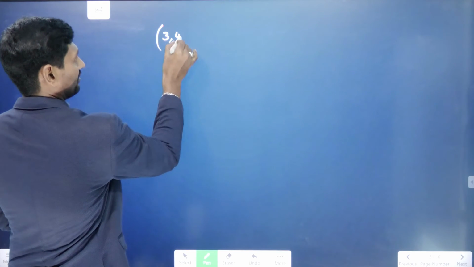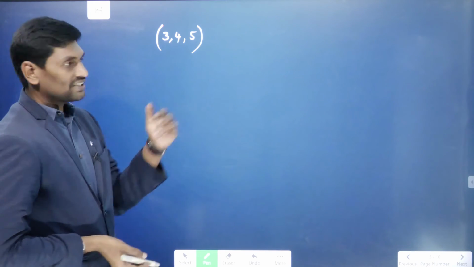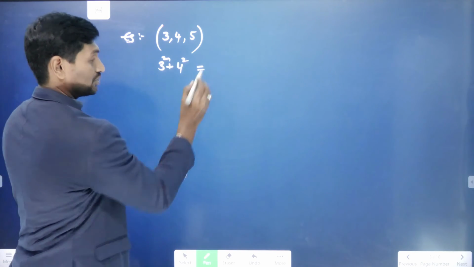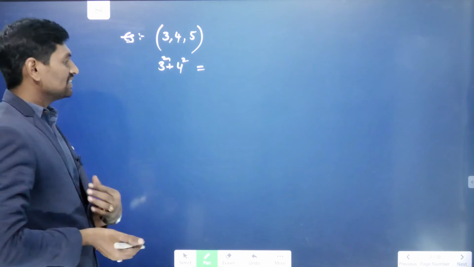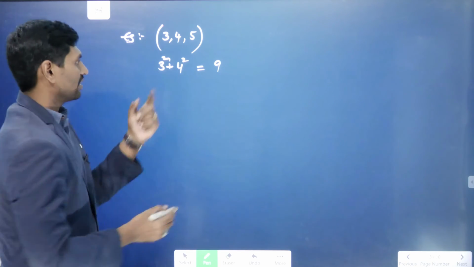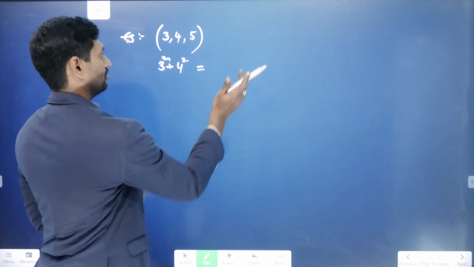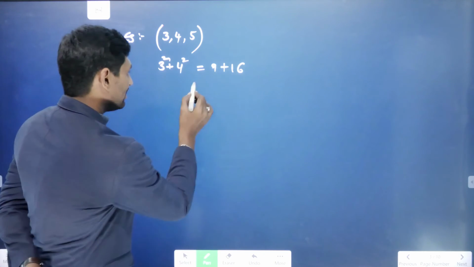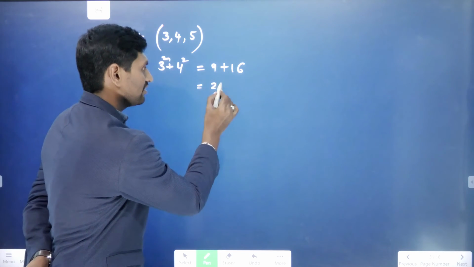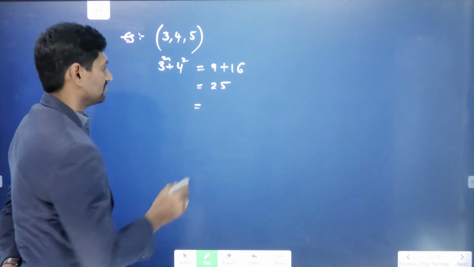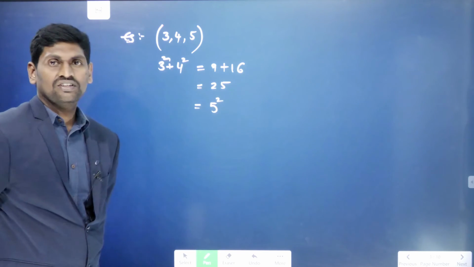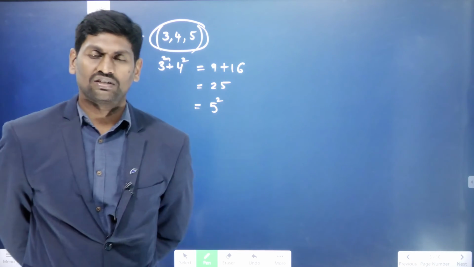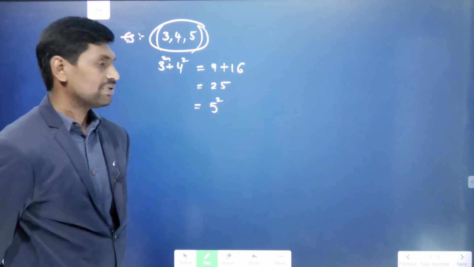For example, 3, 4, 5. Let us check this. 3 square plus 4 square should come to 5 square, right? 3 square is 3 into 3, 9. Plus 4 square, which is 16. So 9 plus 16 is 25. Is 25 the square of 5 or not? Yes, 5 fives are 25. So 3 square plus 4 square equals 5 square. Then 3, 4, 5 are Pythagorean triplets.